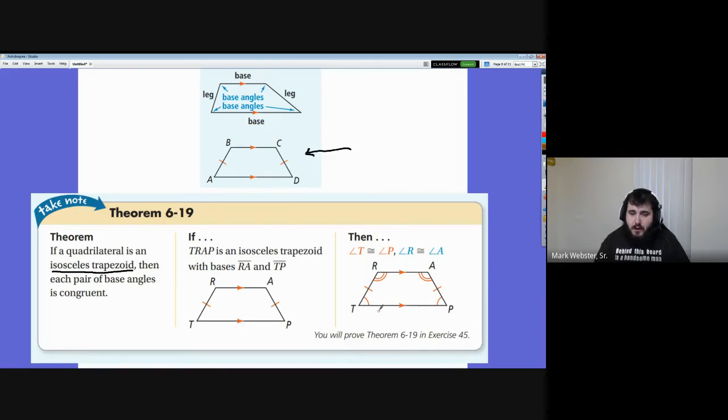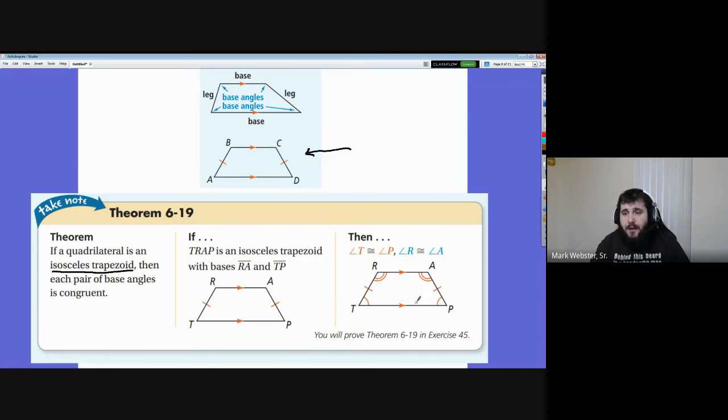And then 180 from T to R, right? So if this is 50, R's got to be 130. But if this is 50, P is also 50. And A is 130. So the great thing about an isosceles trapezoid is that if you know one angle, you automatically know all four. Just like with a parallelogram. If you know one angle, you can find all of them.